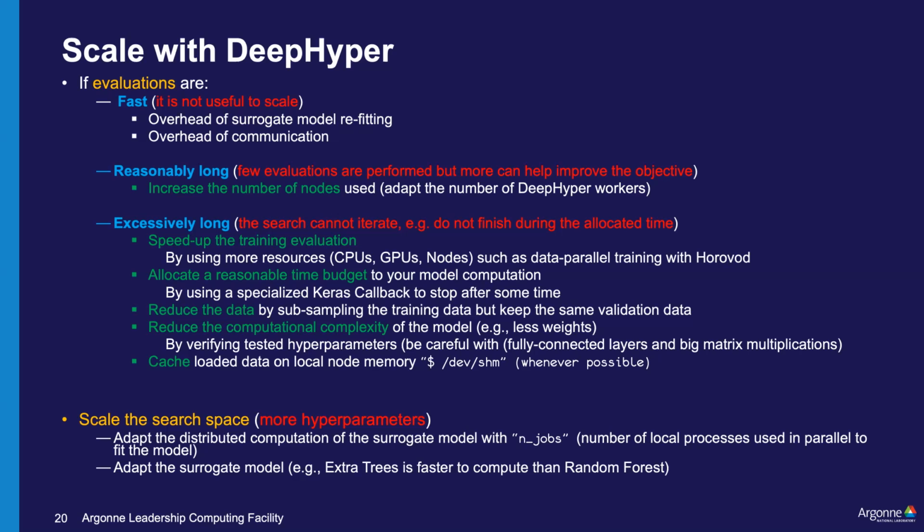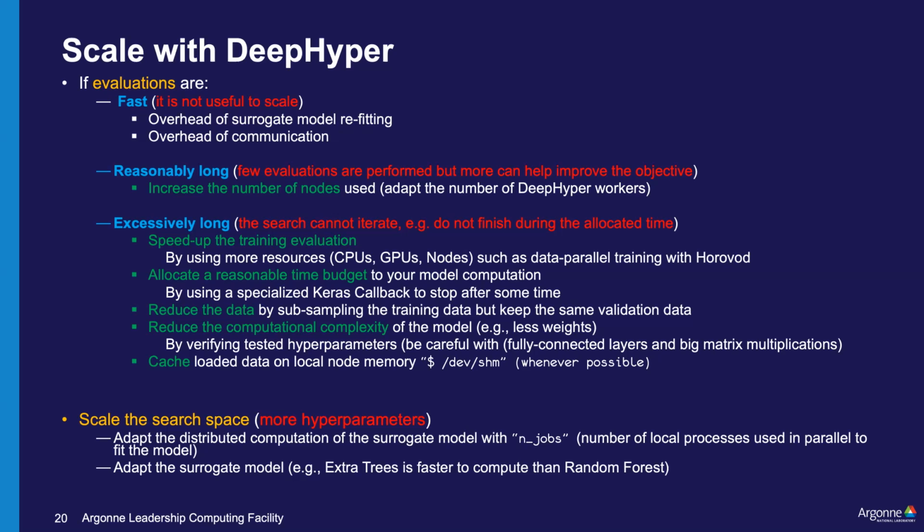It's important because sometimes when we define hyperparameters, we quickly end up with huge matrix multiplications, for example, with fully connected layers. So be careful about what you define in hyperparameter values. And finally, you have to be careful about the cache and how to use it.